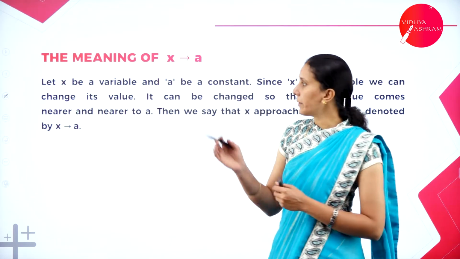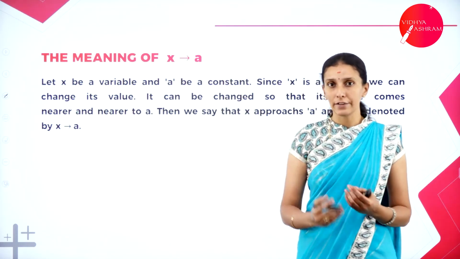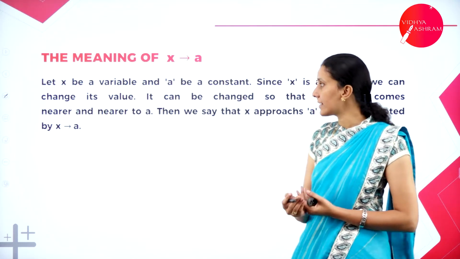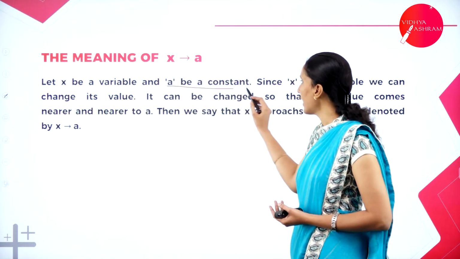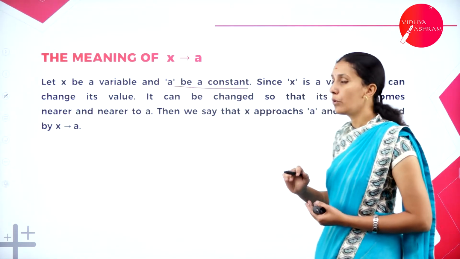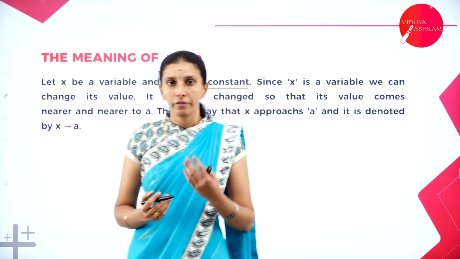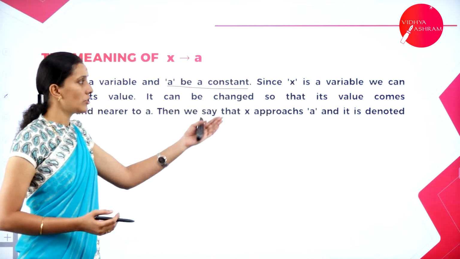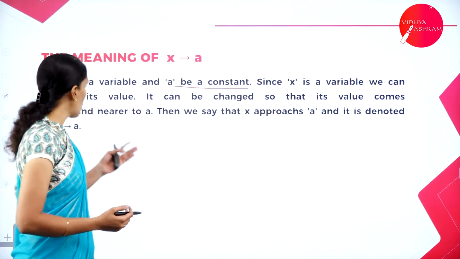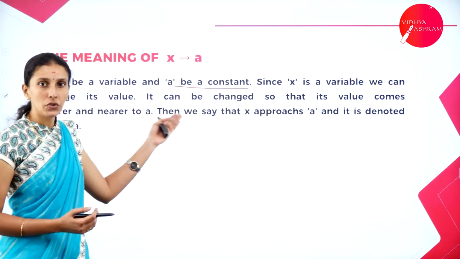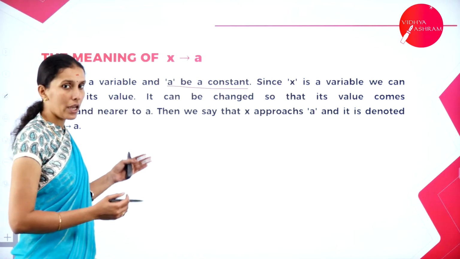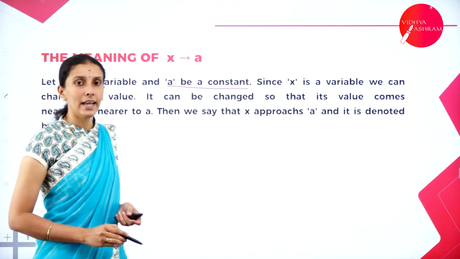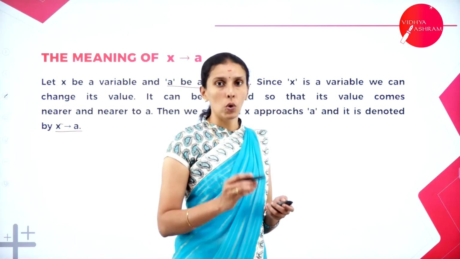Now, as I said, the meaning of x tends to a. X is a variable, a is a constant. We take a is any point on the x-axis. So a is a constant. So since x is a variable, we can change its value. Whatever the variable is there, we can change the value. So it can be changed in that the value comes nearer and nearer to a, nearer and nearer to a. So that is symbolically we write it as x tends to a or x close to a.